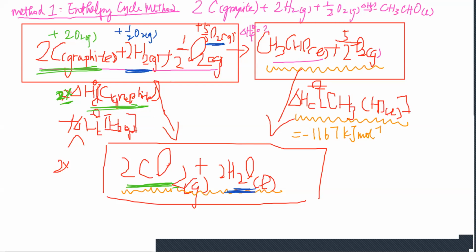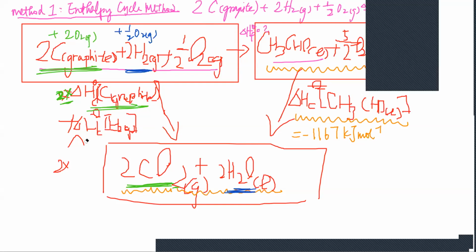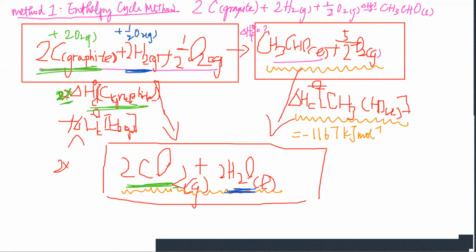The same part, it's 5/2, the same. So that's why here what we are going to do is to write down times 2. Just times 2. Can you get it?